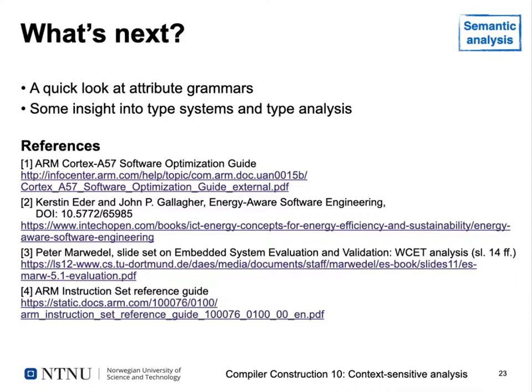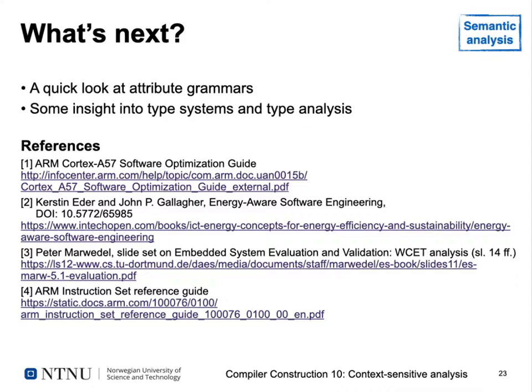So what's next? The next thing is we'll take a quick look at attribute grammars, so how to take a formal approach to handling type information and so on. And we'll give you some insight into type systems and type analysis, which go a bit deeper than the approaches with just simple symbol table handling we've seen here. So that's all for today.